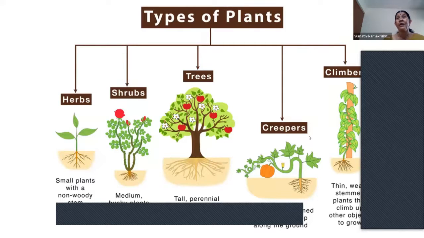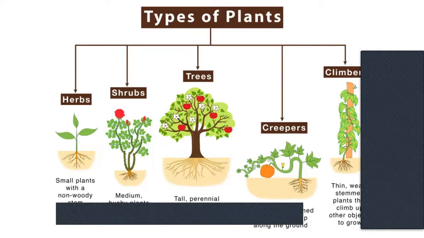You can say the plants are distinguished like this: trees, shrubs, herbs, creepers, and climbers. Now, why do they have these categories? Why are they called this? Then again, we'll be defining them. Why is a mango tree called a tree? Why is a money plant called a climber? Because now we are going to explain the definition.